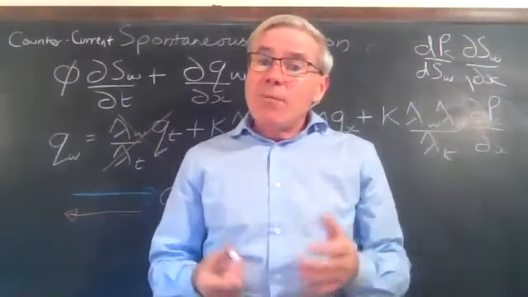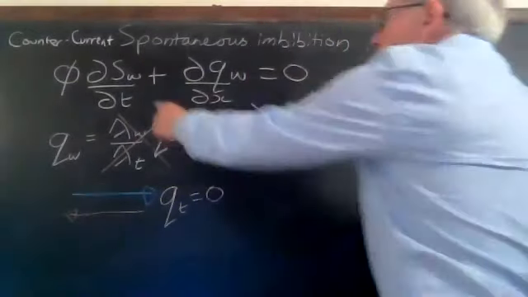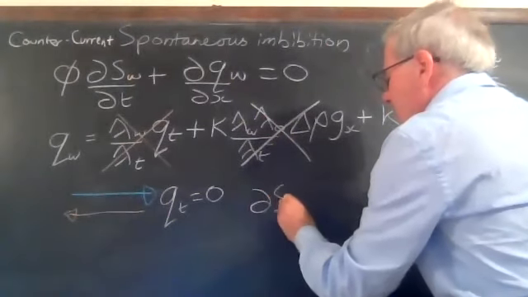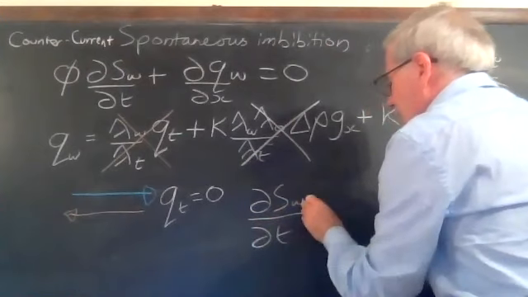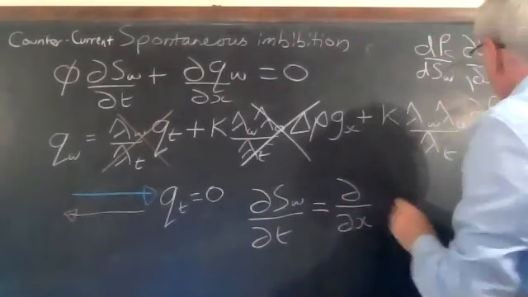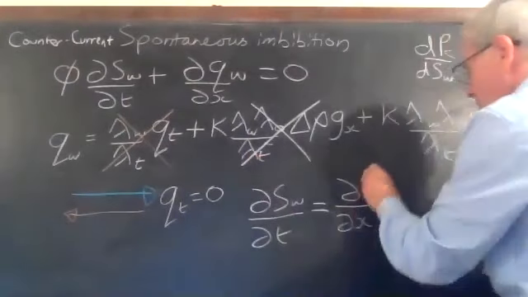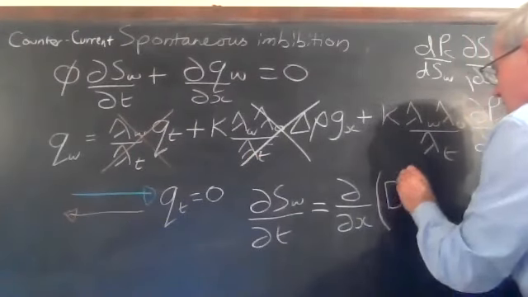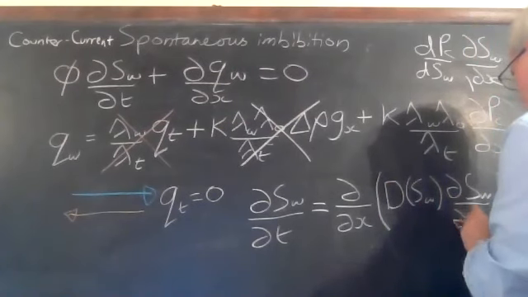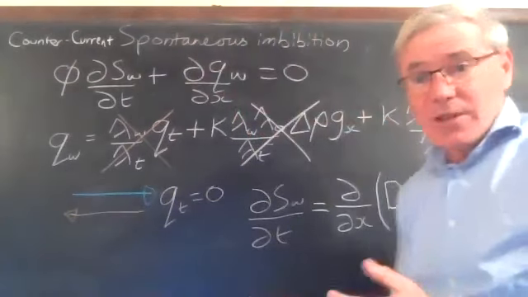Now we're going to write it in a more convenient form. The more convenient form is as follows. We've got here a ds dt term, so we can write dSw by dt equals. There's a d by dx, but notice there's another d by dx term here, so there are going to be two d by dx. So we're going to write this as d by dx of D times dSw by dx. And this is going to be, in fact, a key equation. It's the equation we're going to solve.